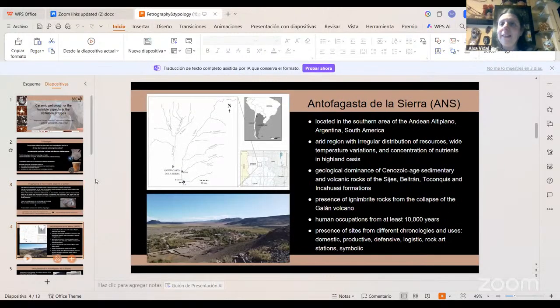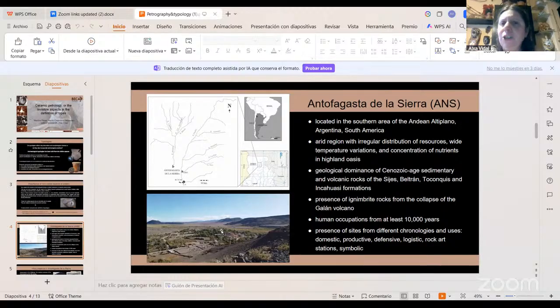So, Antofagasta de la Sierra is in the northern area of Argentina, just very near the border with Chile. It's in the Altiplano, that is the highlands. An arid region with irregular distribution of resources, a high desert with wide temperature variations and concentration of nutrients in highland oases, right? So the places where people, animals, and plants lived are these oases.